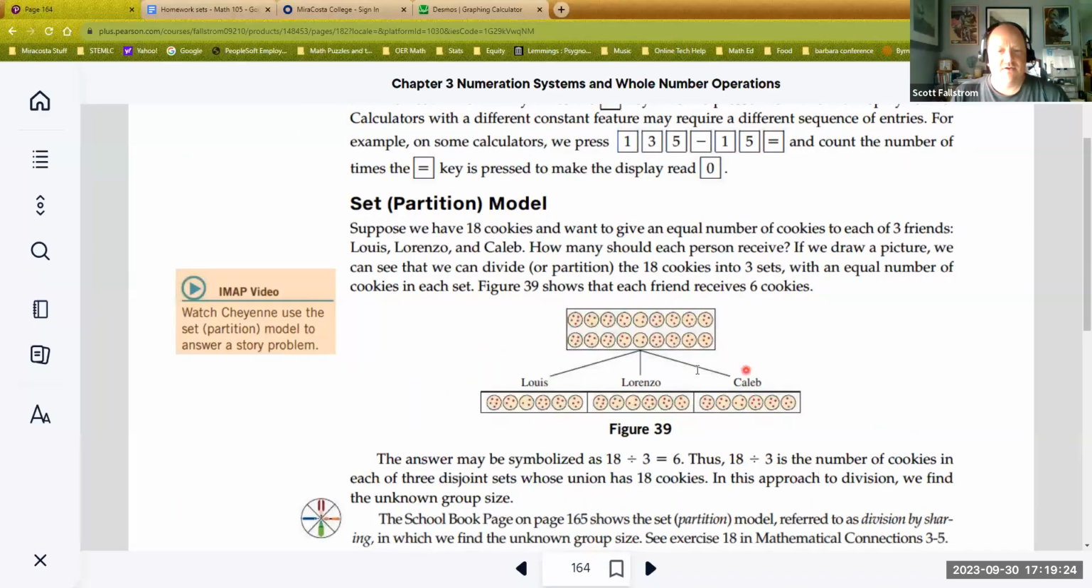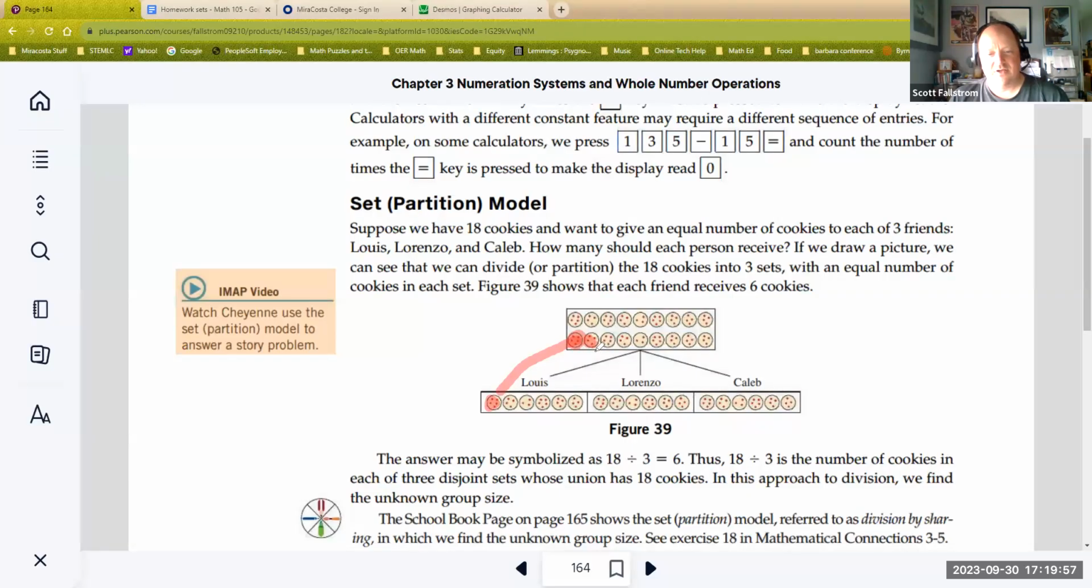It's very different than what tends to happen in the other model, which is the set model, sometimes called the partition. And in the partition model, we know how many groups there are. And so we're going to partition or break our pieces up into that number of groups. So if you have 3 friends and you have 18 cookies, typically, and just kind of showing how it tends to work, someone comes up, they take a cookie and they give it to Lorenzo. Okay, there's one for Lorenzo.